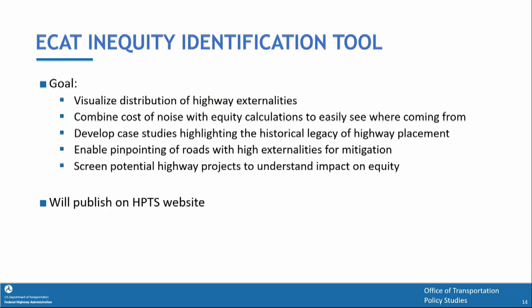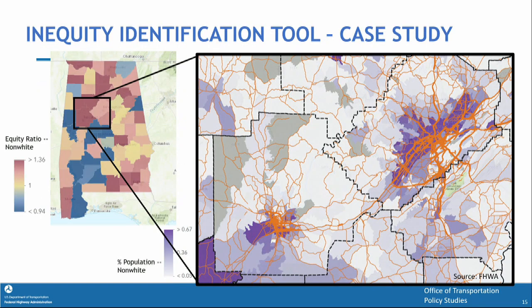Is there an existing inequity there? Is this going to make it worse or better? And I know that noise is one of the smaller externality costs in magnitude, but noise is actually reflective of all the other externalities. Even though the magnitude may be different from the other categories, the distribution tends to follow where the traffic is, which is where the noise is. So we believe this noise equity analysis is actually very reflective of other highway externalities and how they're distributed across demographics, across space. So briefly, I'll just talk through a couple case studies before we show the tool.